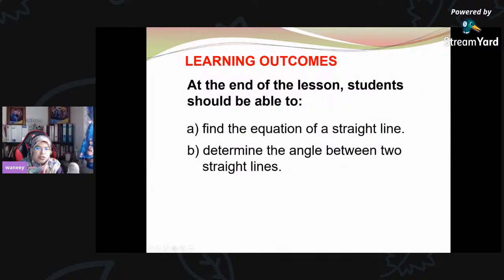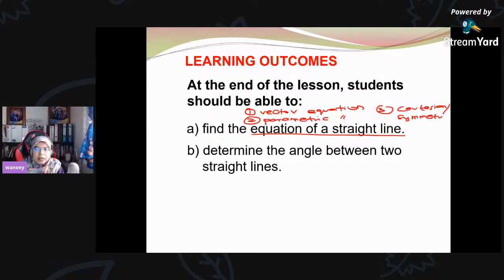Okay, so at the end of the lesson, you should be able to find the equation of a straight line and then determine the angle between two straight lines. When we are talking about the equation of a straight line, we can have three types of equation. We can have a vector equation. The second, we can have something called the parametric equation. The third one, we can have something called the Cartesian or the symmetry equation. So we can have either one from these three: a vector equation, a parametric equation, or a Cartesian or symmetry equation.